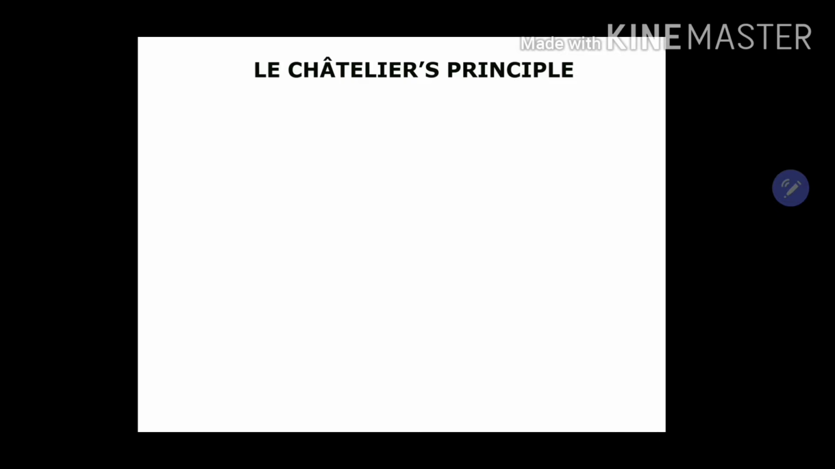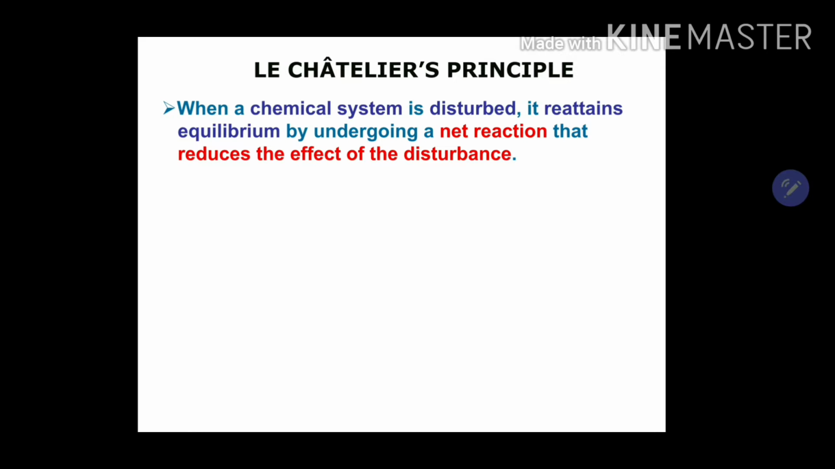So what is Le Chatelier's Principle? It can be defined as when a chemical system is disturbed, it re-attains equilibrium by undergoing a net reaction that reduces the effect of the disturbance.